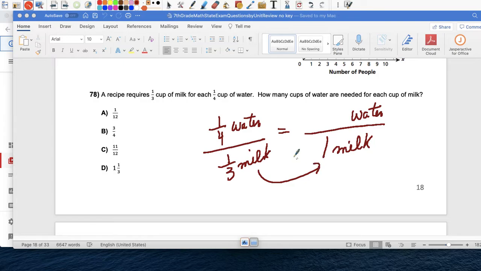How do I get this to this? We can divide by 1/3, which means the same thing as multiplying by the reciprocal, 3/1. Multiply the top by 3/1. The bottom, these all simplify to 1, which is my unit rate, and then 1/4 times 3/1 is just 3/4. And there is my answer. Okay, finally done with this one.